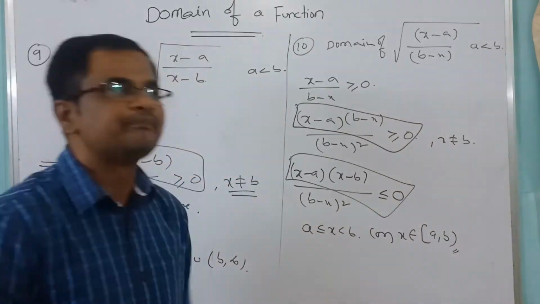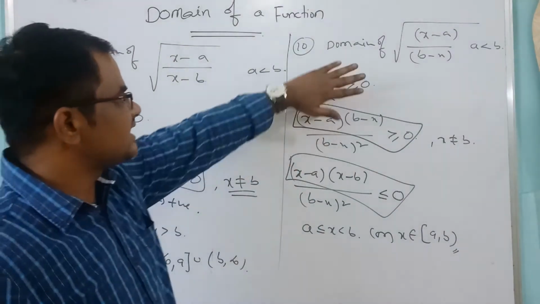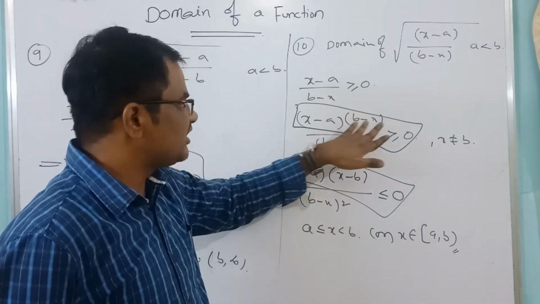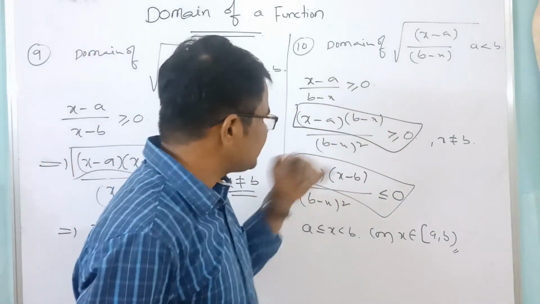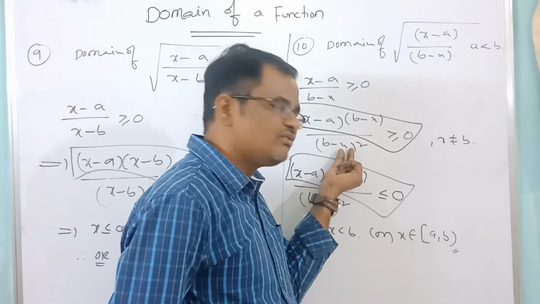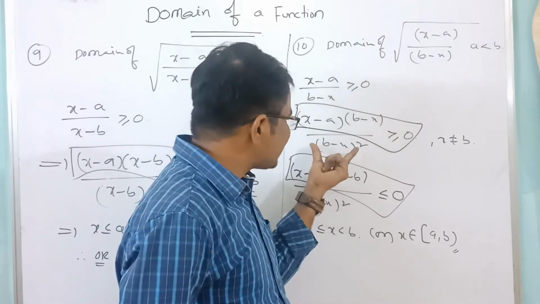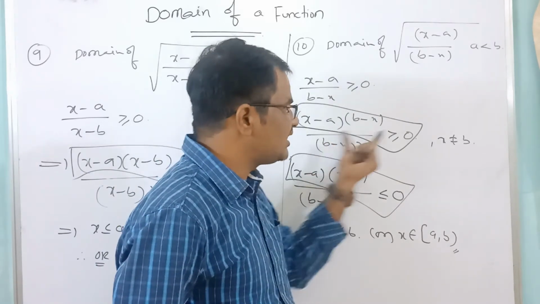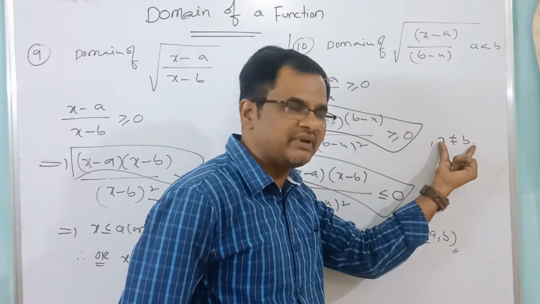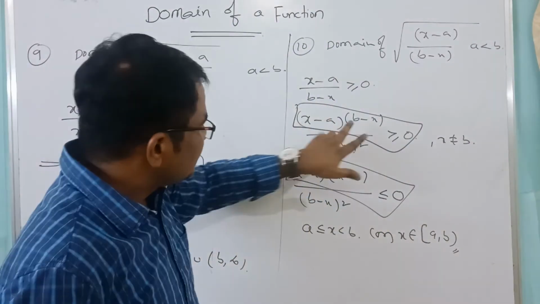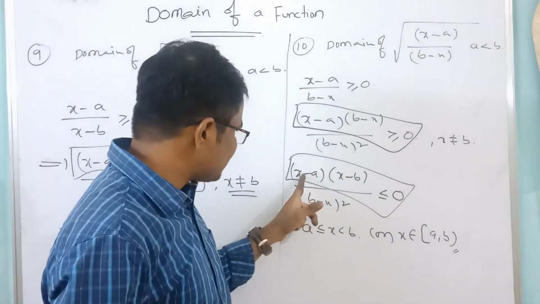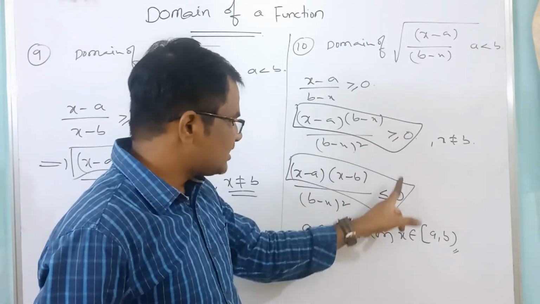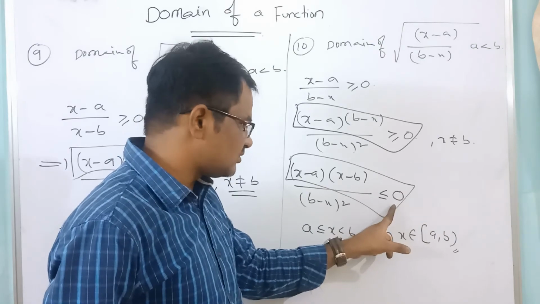Once again, what we have to take? It is greater than or equal to 0. Multiply and divide by b minus x. Right? Now, after multiplication, b minus x squared, for any value of x, it is greater than or equal to 0 only, except x equal to b. Right? Next, here for x minus b, if you want, multiply with minus. So (x minus a)(x minus b), greater than or equal to 0 becomes less than or equal to 0.